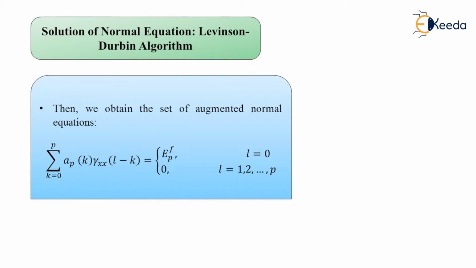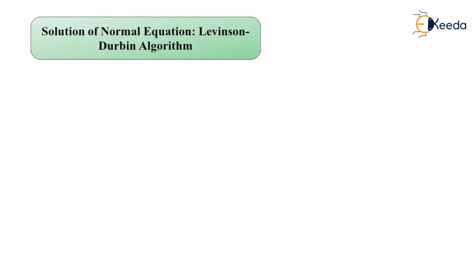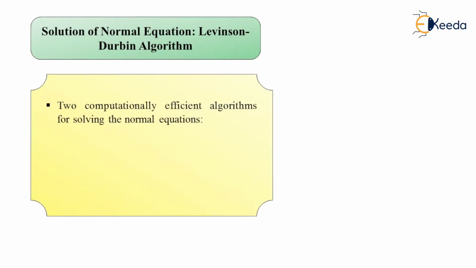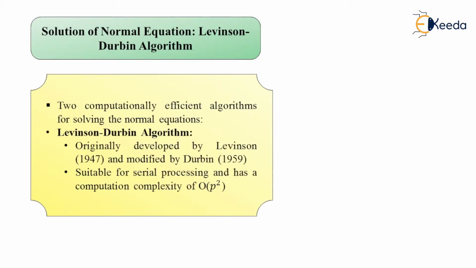Now we are going to discuss the computationally efficient algorithm for finding the solution to the normal equation that we have talked about. There are basically two computationally efficient algorithms for solving the normal equations. The first one is our current topic, the Levinson-Durbin algorithm. It was originally developed by Levinson in the year 1947 and further modified by Durbin in the year 1959.